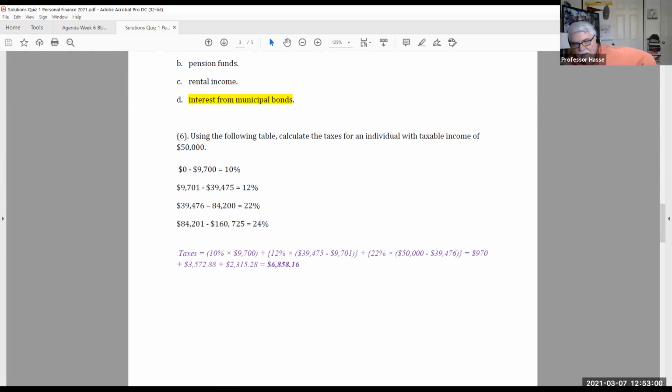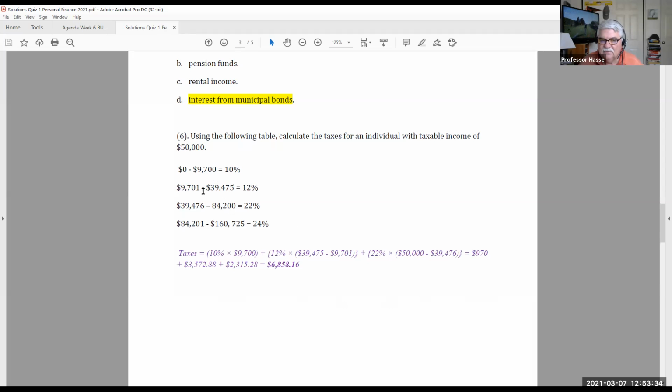Another point to make and review is this problem regarding determining the tax that you have to pay on this individual who has a taxable income of $50,000. The answer is $6,858.16. In other words, you take at certain tax levels a percentage of the income. Remember, we go as high up to $50,000. So you want to take 10% of 9,700. That's $970.